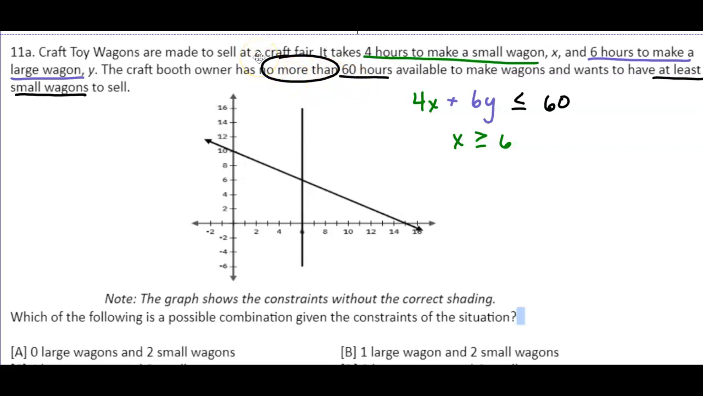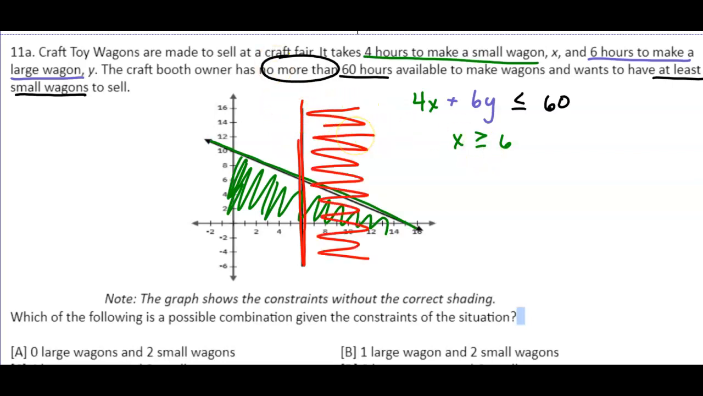Now, with regards to our shading, for the first constraint, that 4x plus 6y is less than or equal to 60, that is this slanted line right here. Already graphed for you, but we need to shade it correctly. We want it to be less than or equal to 60, so we're going to shade below that line. Sorry, my pen is being a little laggy today. All right, we also want X to be greater than or equal to 6. That is this line right here. There's X equals 6. We want it to be greater than, so we're going to shade to the right.